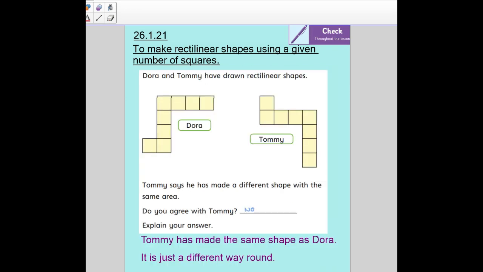How did you get on with this one? Tommy says he's made a different shape with the same area. Do we agree with Tommy? No, we don't. He's made the same shape as Dora. It's just a different way round.